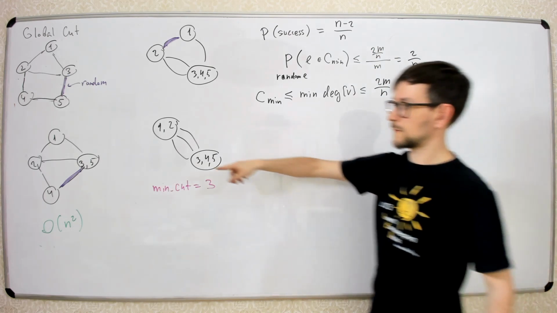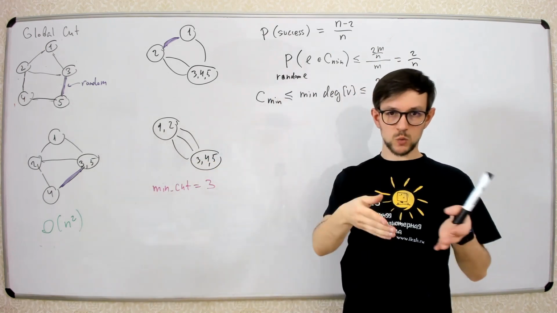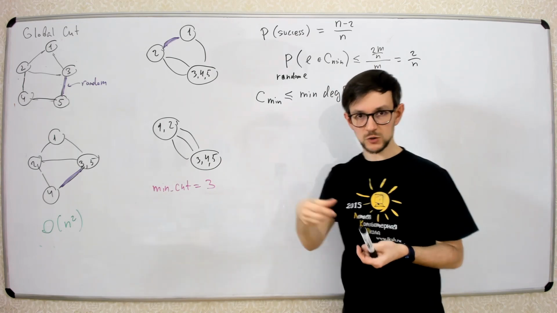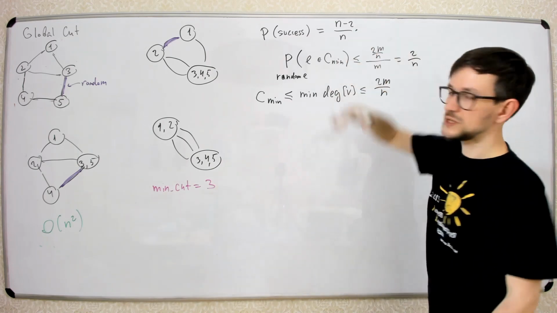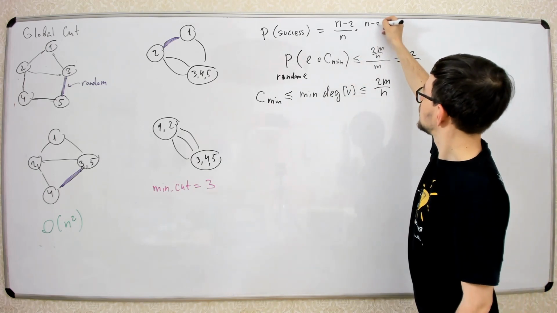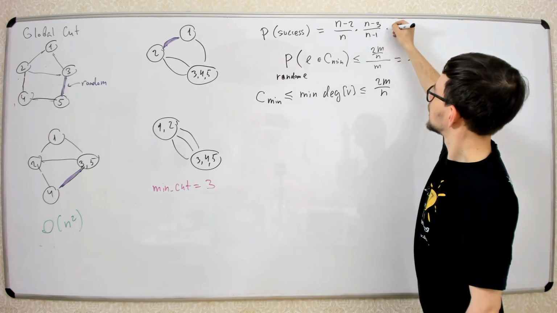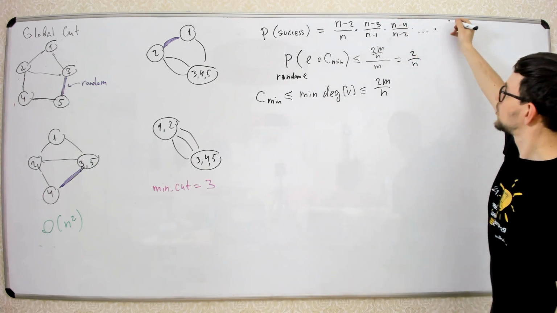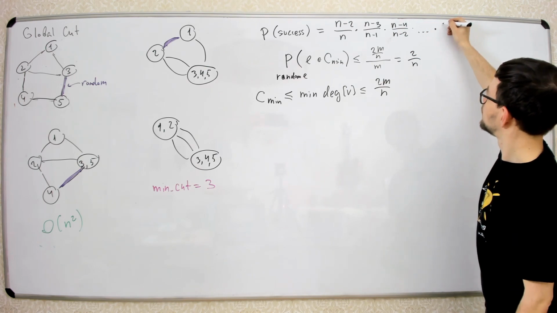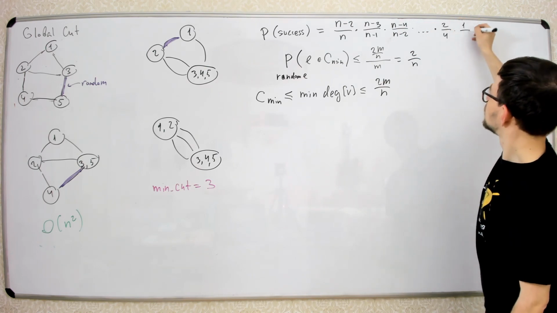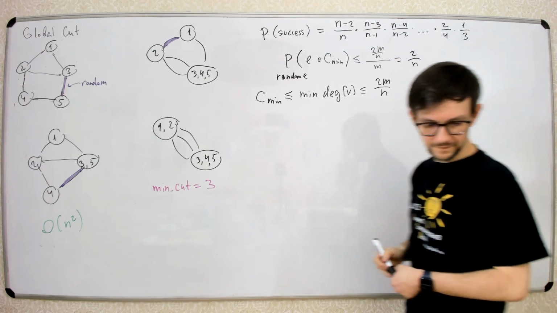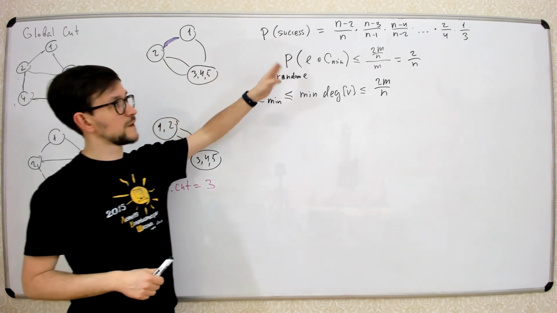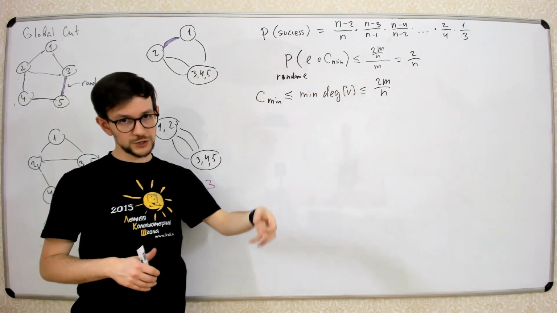Now in the second step, the size of the graph is n minus 1. So the probability that we pick a good edge will be n minus 3 over n minus 1. So in the second step, we select a good edge with probability n minus 3 over n minus 1. Then it will be n minus 4 over n minus 2, and so on. In the end, it will be something like 2 over 4 and 1 over 3. So this is the probability that in each step we will select a good edge.